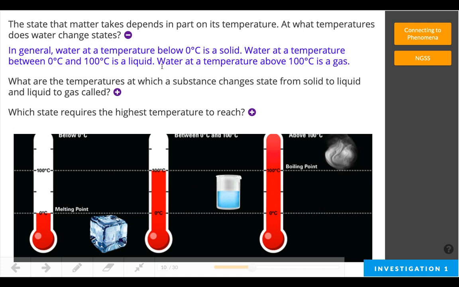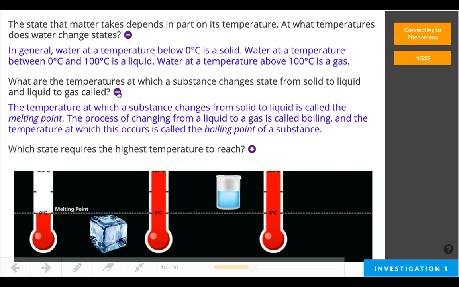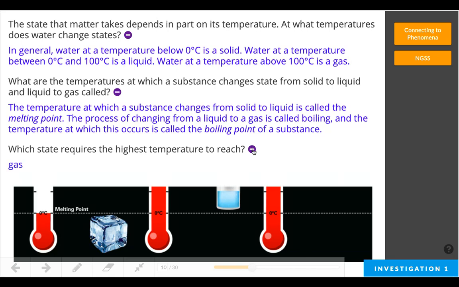This is why. What are the temperatures at which a substance changes state from solid to liquid and liquid to gas called? When water changes from solid to liquid, we call that melting, and that temperature is the melting point. You've heard that word before, right? And since the process of changing from a liquid to a gas is called boiling, we call that temperature the boiling point of a substance. Which state do you think requires the highest temperature to reach? Did you guess gas? You're right. Again, pause the video and add this information to your lab sheet.